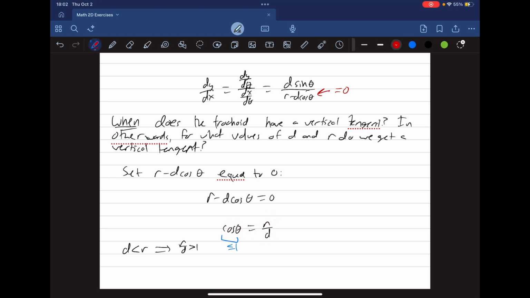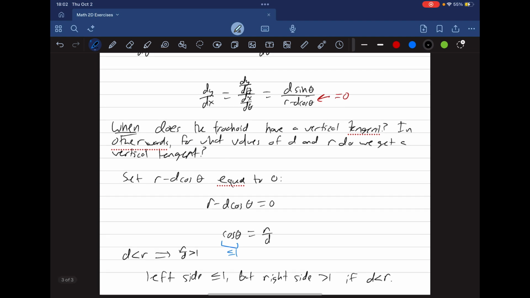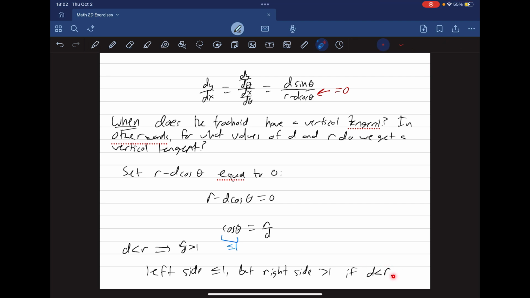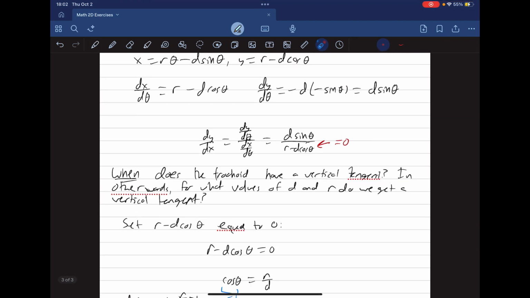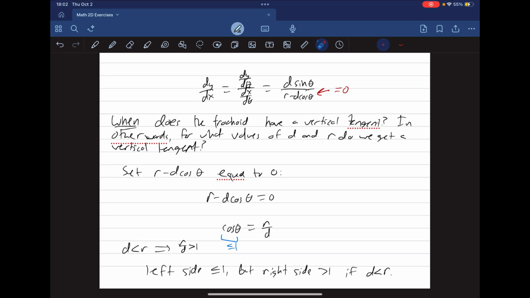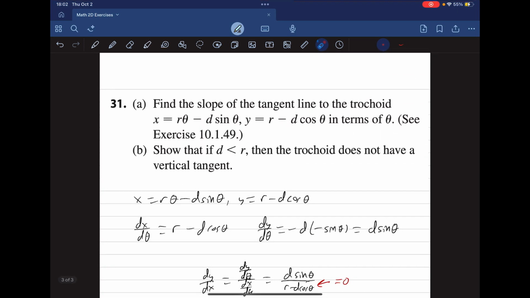So again, to emphasize, the left side is less than or equal to 1, but the right side is bigger than 1 if d is less than r. Therefore, for these values of d and r, when d is less than r, it's not possible for us to get a vertical tangent anymore. And thus, we have answered part B. Show that if d is less than r, then the trochoid does not have a vertical tangent.